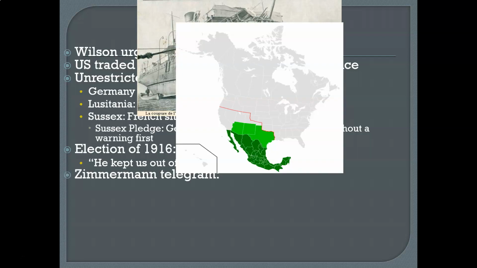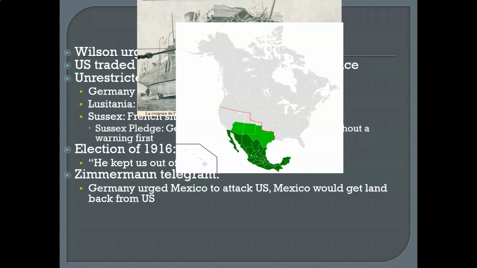Then when we get to the election of 1916, Woodrow Wilson has kept us out of the war to this point, and that's what the campaign he runs on. The problem is right around this same time, Mexico receives a telegram, which we intercept, known as the Zimmerman telegram, which urged Mexico to attack the United States and that Mexico would get the land back from the United States that it lost during the Mexican-American War.